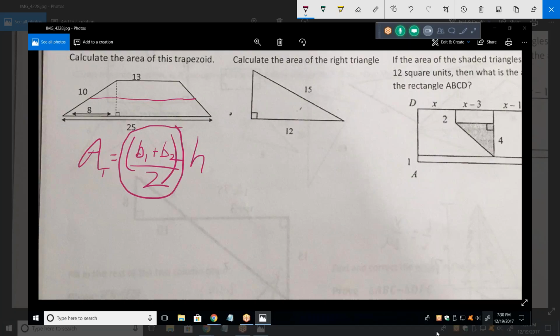Now, what's B1? 25. What's B2? 13. And what is H? Well, don't we have to solve that? You have to solve that triangle. But it's a recognizable one. It's a triangle that you really don't have to use the Pythagorean theorem on if you recognize it.